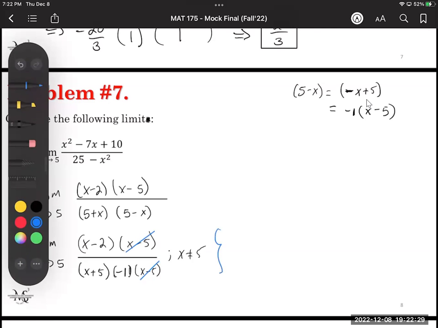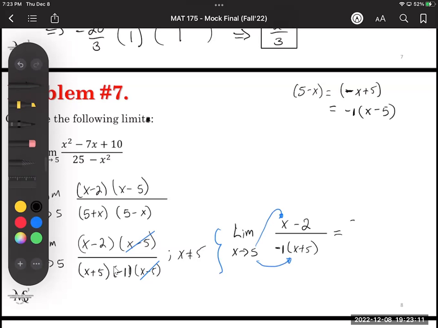If you do this, you're going to get the following limit. It becomes the limit as x approaches 5 of the numerator x minus 2. Remember, this denominator is not going to read as x plus 5 times x plus 5 minus 1. Instead, this is x plus 5 times -1. It's a constant multiple, so it's -1 times x plus 5. All right? And now you can do your evaluation. Wherever I have an x, I can replace it with the number 5.